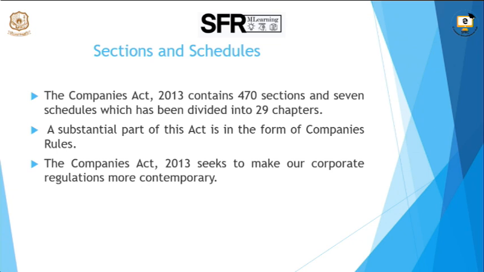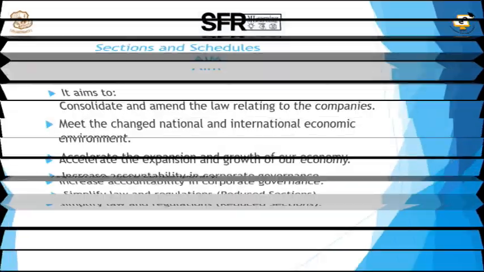Sections and schedules. The Companies Act 2013 contains 470 sections and 7 schedules, which have been divided into 29 chapters. A substantial part of this act is in the form of companies' rules. The Companies Act 2013 seeks to make our corporate regulations more contemporary.